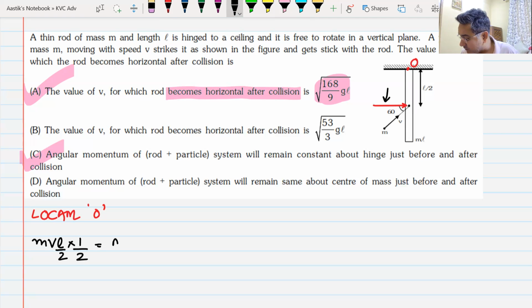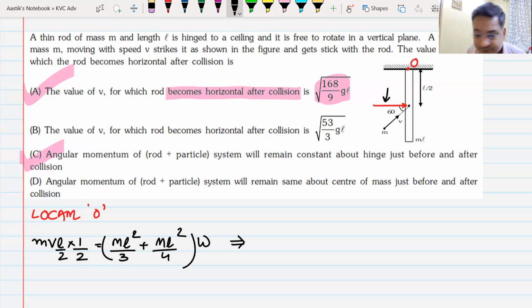So final angular momentum becomes m l square by 3, both the masses are same, plus m into l square by 4 into omega. From here you can find out the value of omega. What is the value of omega coming?